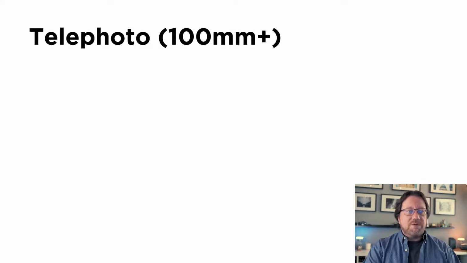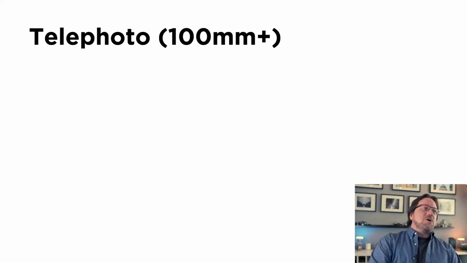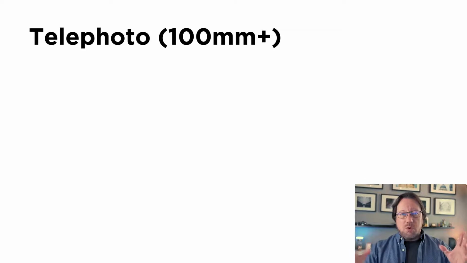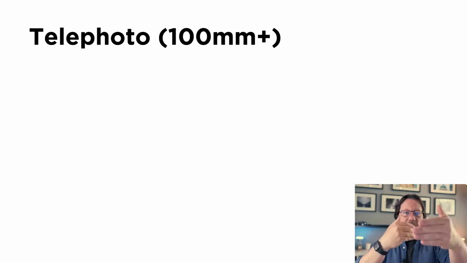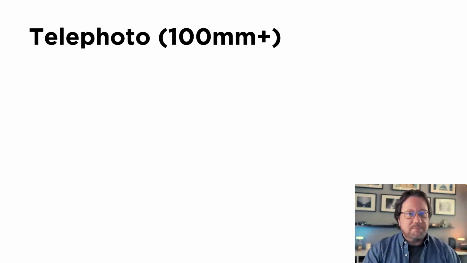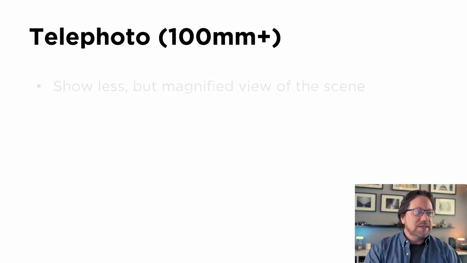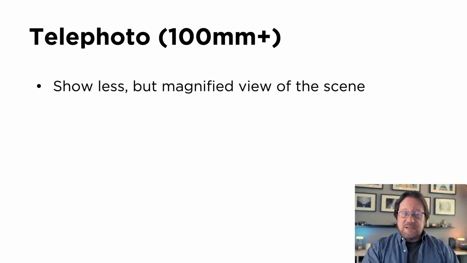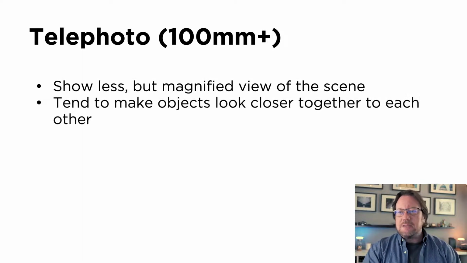And then we get to telephoto. These lenses are 100 millimeters or more. So that means your field of view is now getting smaller. You're seeing less, but it's like you're getting closer to your subject. So that can be kind of fun. We'll talk about the advantages. So we get to see less, but it's magnified. And this is opposite of wide angle.